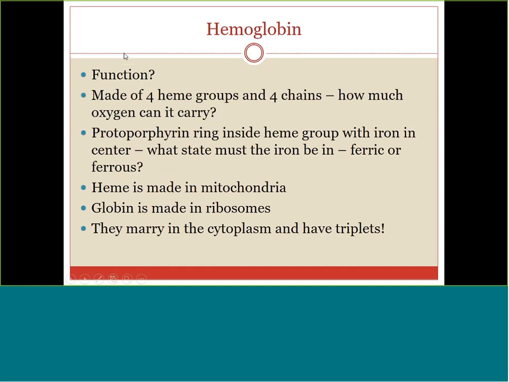Inside all the red cells, we have hemoglobin molecules. Of course, the function of hemoglobin is to bind oxygen so that it can deliver it to the tissues. The hemoglobin is made of 4 heme groups, 4 globin chains. So 4 and 4 make 1 hemoglobin. Each hemoglobin can carry 4 oxygen. So each one of these heme groups will bind an oxygen.